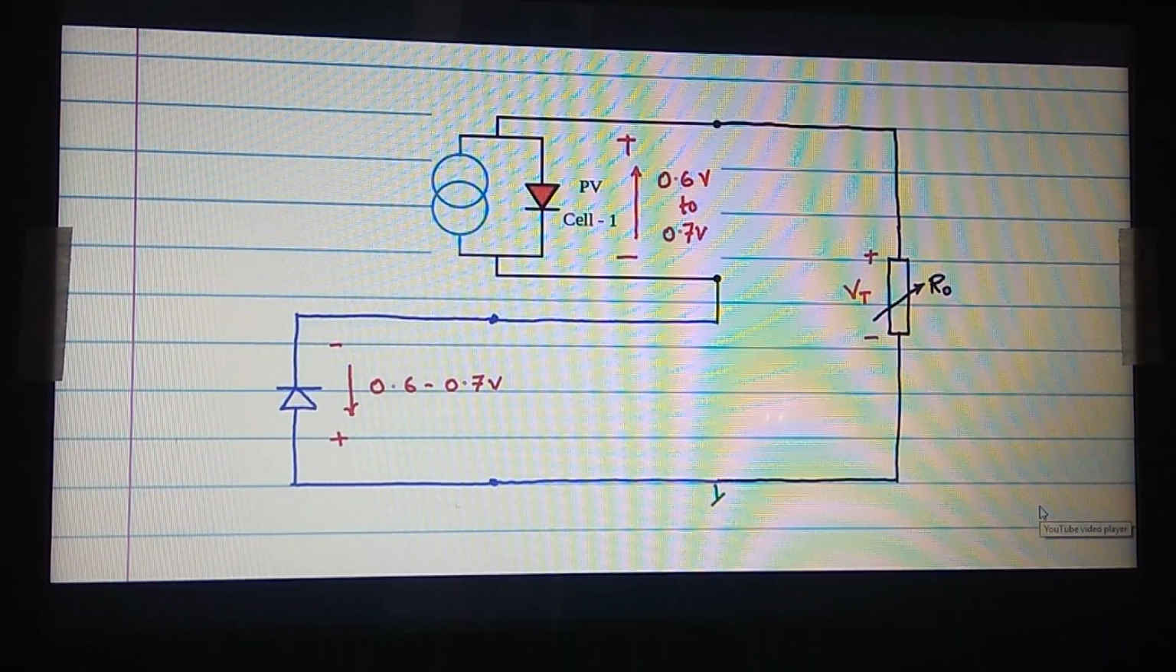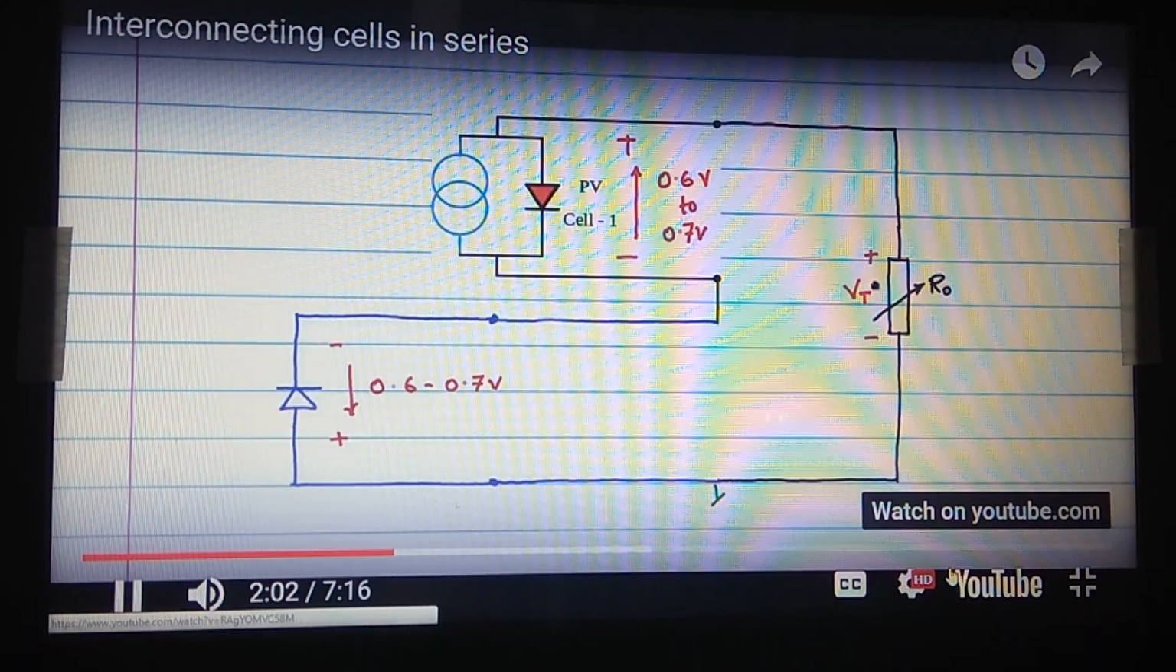So this drop of 0.6 to 0.7 volts plus the VT drop will exceed the sourcing capability of PV cell 1. So effectively this diode will not actually bypass if it is not ideal. It will work only if you make the bypass diode with a cut-in voltage of at least 1/10 that of the cut-in voltage of the PV cell. That would make this diode more costly than the PV cell itself. So it is not a workable solution.